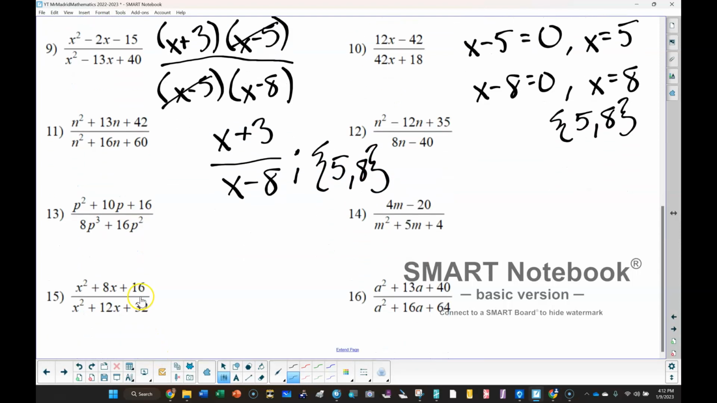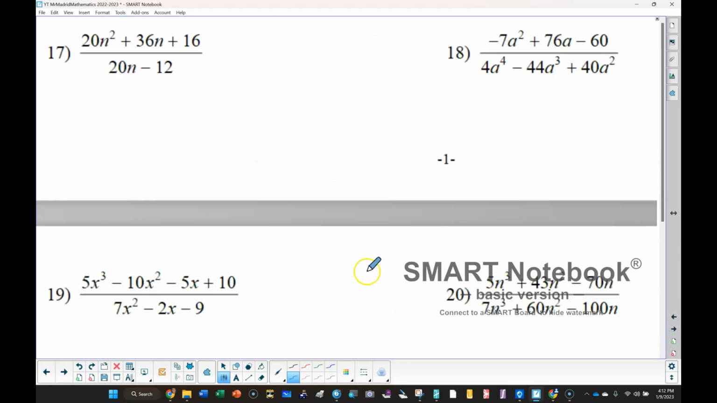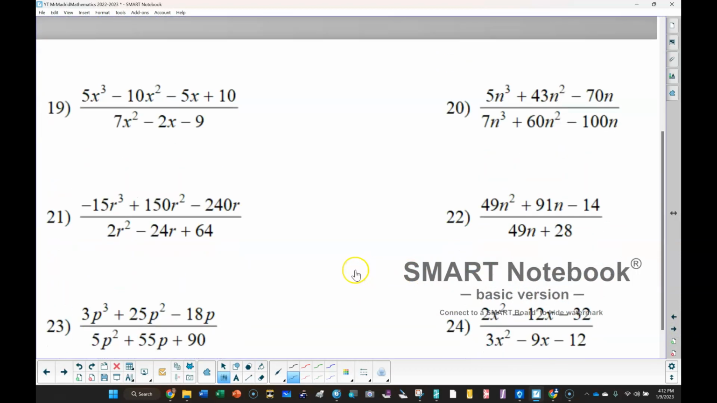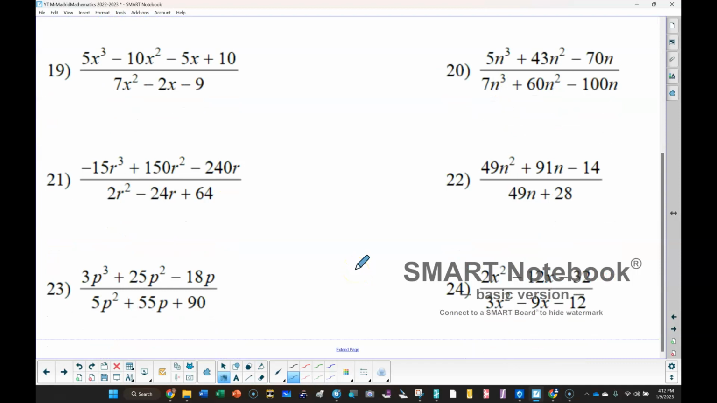And those are about the same level all the way up to 16. And then we get to the rest of them. These are a little tougher. So let's go ahead and work with 19. This will be the last one that I do. Now, you're going to get sometimes problems like this where you cannot factor. So what do we do in this case? Let's go ahead and approach 19 here.